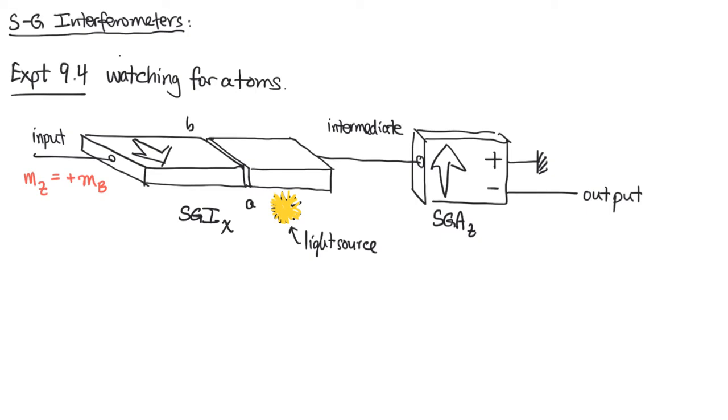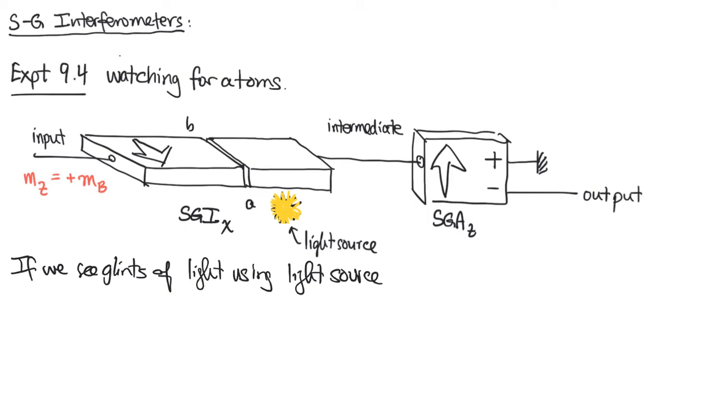Now, if we don't have that light source, then we have 0% transmission to the output. But when we do have this light source, all of a sudden our output transmission goes up to 50%. So if we see glints of light using our light source, then we have which-way path information.